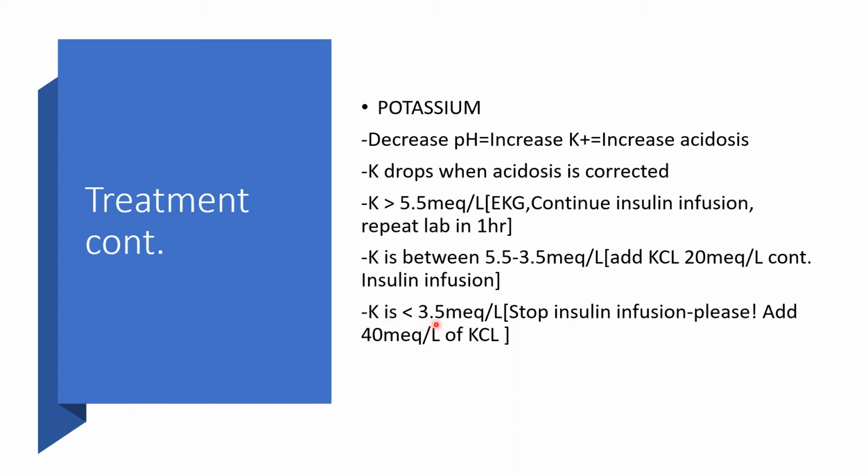When the potassium is less than 3.5 milliequivalent per liter, then we're in trouble. We're about taking this patient to hypokalemia, which is not good. Hypokalemia is not encouraging. So we'll stop insulin infusion altogether. Add potassium when it is less than 3.5 milliequivalent per liter, please. And then we'll add 40 milliequivalent per liter of potassium chloride. Why that? This is not good for the heart.